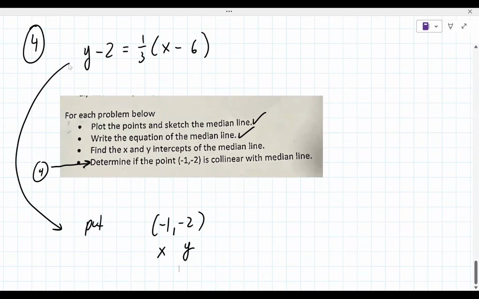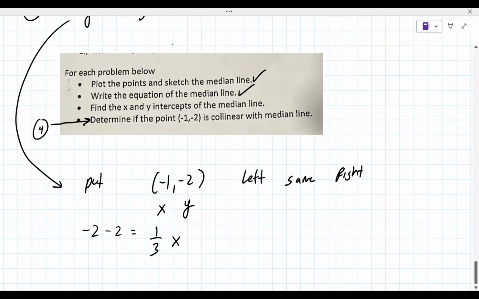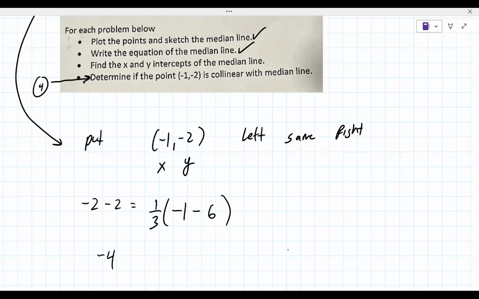So you're taking this equation up here and replacing y and x, and you want to see if the left is the same as the right. So we'll do that here. -2 minus 2 equals 1/3 x, sorry, -1, -1 minus 6. And you're trying to decide, are these the same? The left side is -4. And then here it's 1/3 of -7.